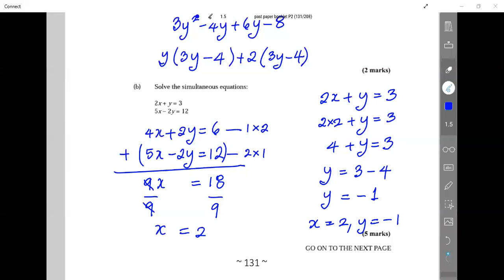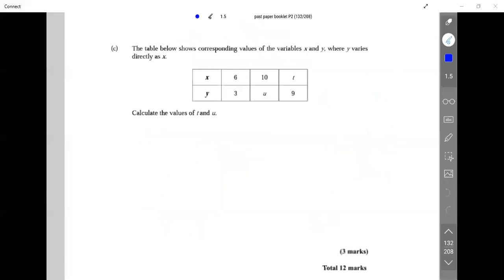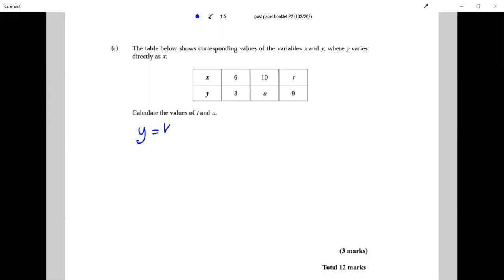All right, so the last part of the question is on variation. And by now you should remember that a variation question has a 4-step flow. We're told that the table below shows corresponding values of the variables x and y, where y varies directly as x. So y varies directly as x translates into y is equal to k multiplied by x. That is step 1. Then I'm going to be given a value of x and y so that I can calculate k.